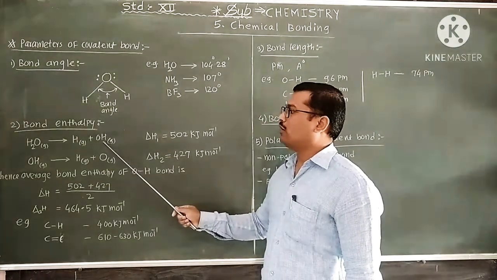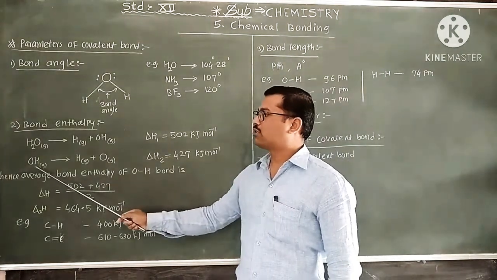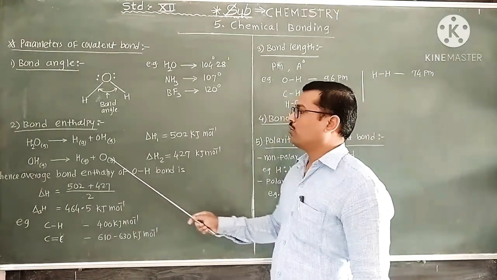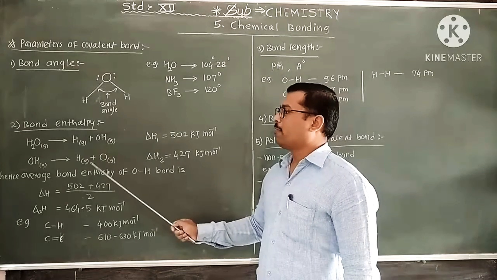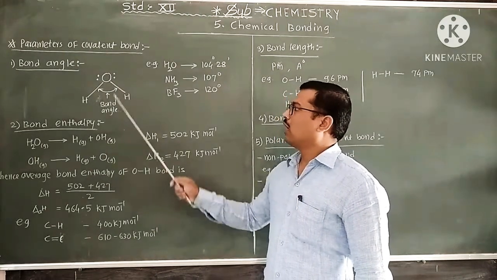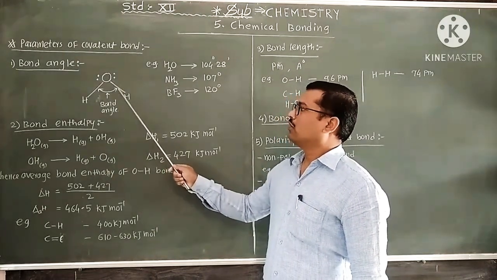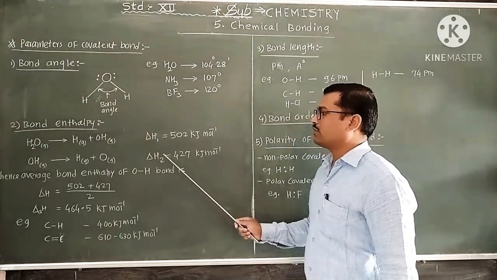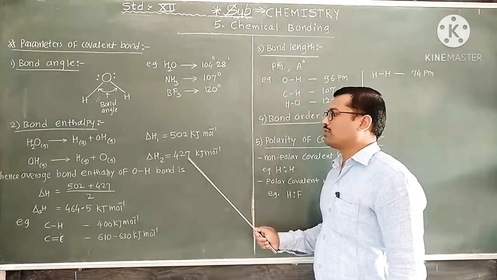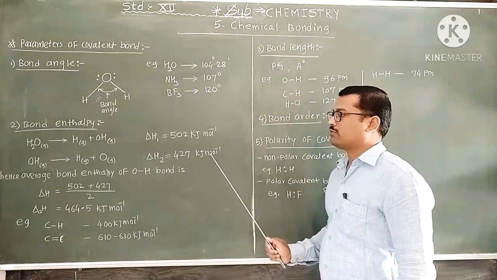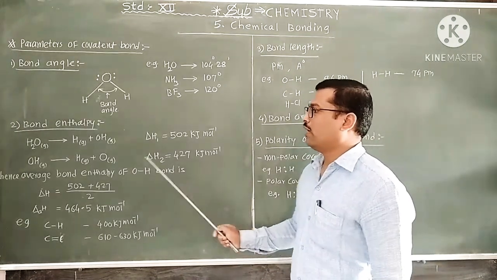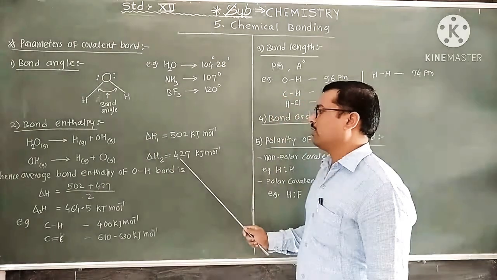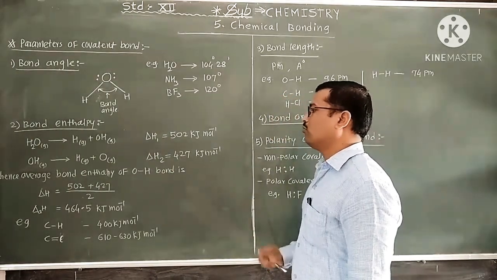After dissociation of OH, we have to dissociate this OH again. OH gives H plus O. Here, this OH bond is dissociated. That requires energy. Delta H2 is equal to 427 kilojoule mole inverse. Delta H2 is the energy required to break this OH bond, which is 427 kilojoule mole inverse.